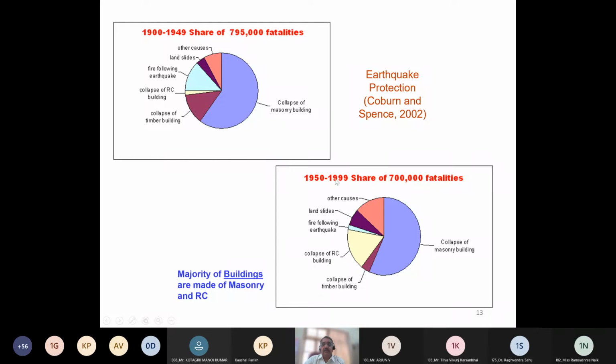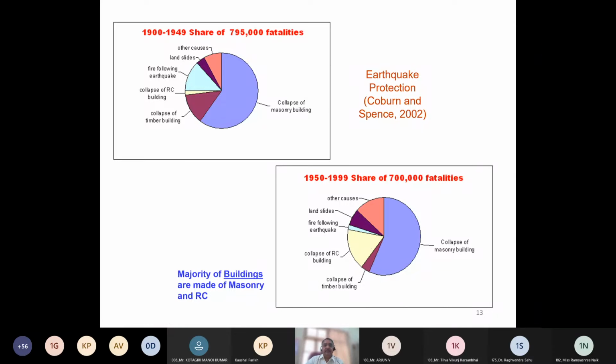And if you look at the data from 1950 to 1999, still a major portion of fatalities is due to collapse of masonry buildings. The number of timber buildings may be less compared to the earlier stage, but RC buildings have increased. So damage due to collapse of RC buildings has also increased. Then fire following earthquake, landslide, and other causes.